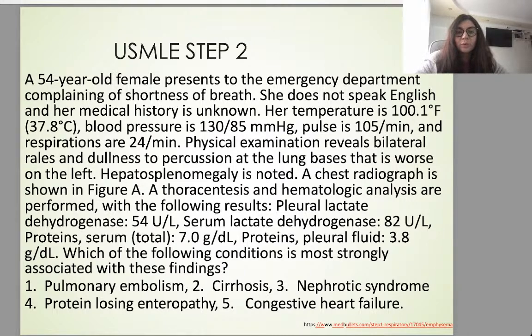Question: which of the following conditions is most strongly associated with these findings? First option, pulmonary embolism. Second, cirrhosis. Third, nephrotic syndrome. Fourth, protein losing enteropathy. Fifth, congestive heart failure.